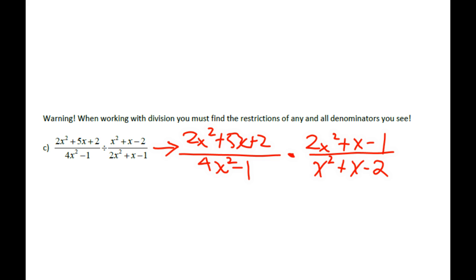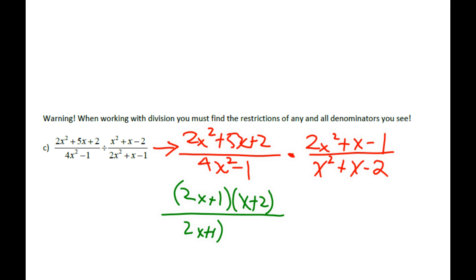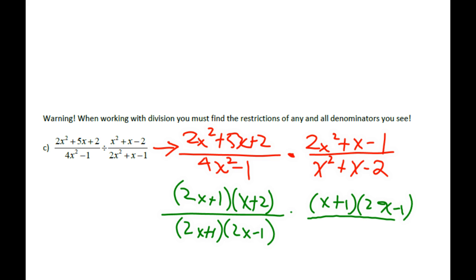All right, so now I'm going to go through and factor each top. This first top would factor into 2x plus 1 and x plus 2. The first bottom factors into 2x plus 1, 2x minus 1. The second top factors into x plus 1, 2x minus 1. And the second bottom factors into x plus 2 and x minus 1.